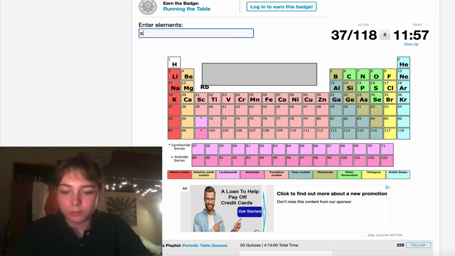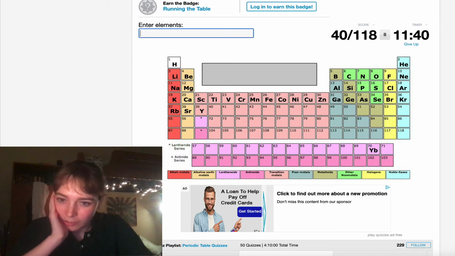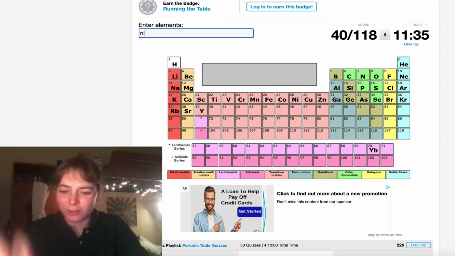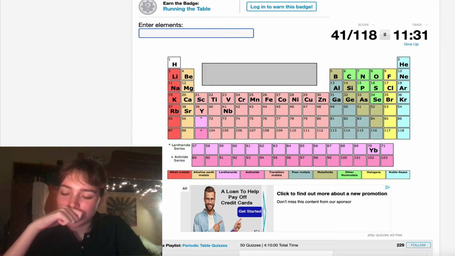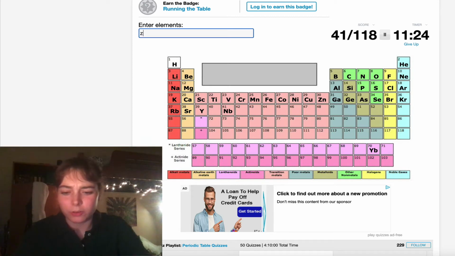Rubidium. Strontium. This is either ytterbium or yttrium. I have no idea which one. Yttrium. Okay. Ytterbium is all the way down there. Yttrium. Okay, so rubidium, strontium, yttrium. Is it niobium? No. Yttrium. Rubidium, strontium, yttrium. Zirconium?